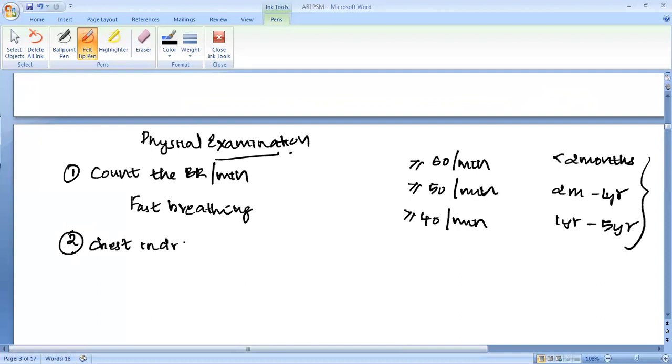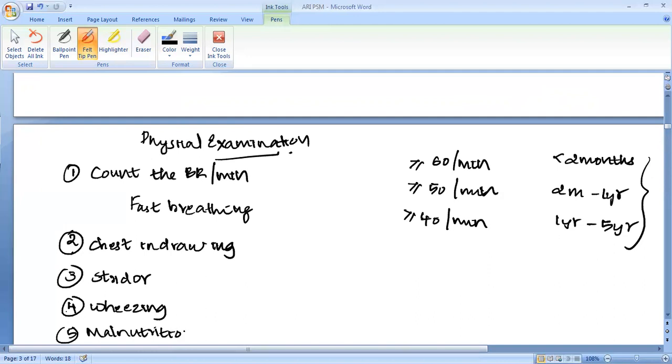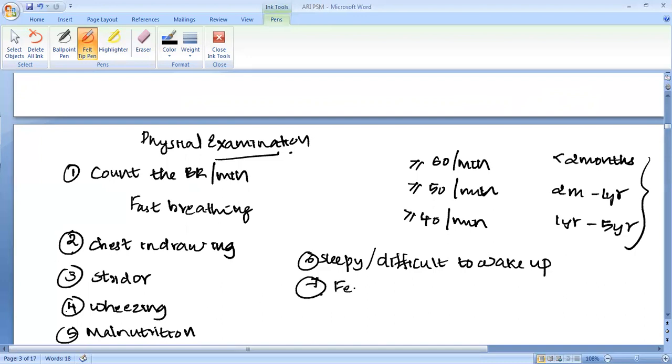Next, the second sign that we have to look for is chest indrawing. This is the most important sign. If chest indrawing is present, then we categorize that pneumonia as severe pneumonia. Next, we have to look for the presence of stridor, look and listen for wheezing, then malnutrition, and also check whether the patient is feeling sleepy or is difficult to wake up, that is known as somnolence. Next, we have to check whether there is any fever or low body temperature, and finally, we have to check for cyanosis.